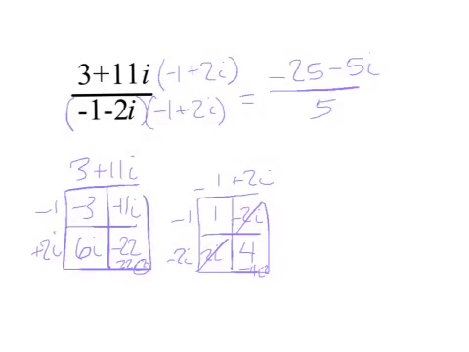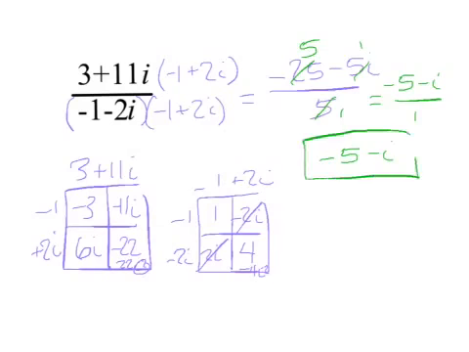Now we're actually not done with this problem, because if you notice, every single one of these terms has a 5 in it, so we can divide by 5. So we've got a 5 there, and a 1 there, and a 1 there. So we get negative 5 minus i over 1, and we really don't need to put it over 1, so it's negative 5 minus i is our answer.